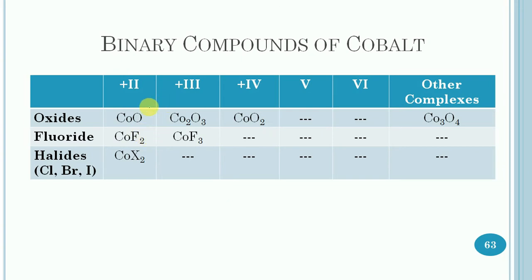Binary compounds of cobalt. These are the oxides in oxidation state 2, 3 and 4, and these are the miscellaneous, and these are the fluorides in oxidation state 2 and 3, and these are the halides in oxidation state 3.